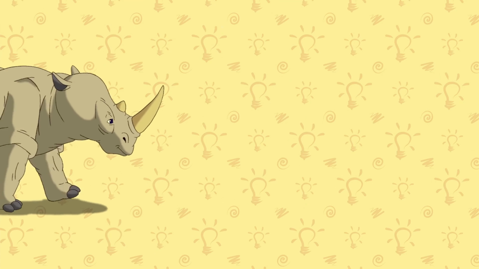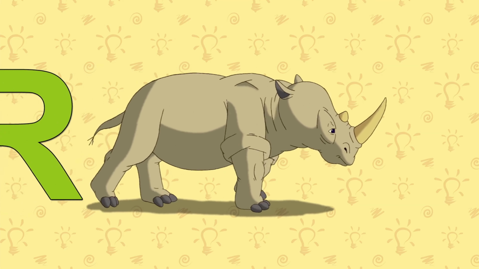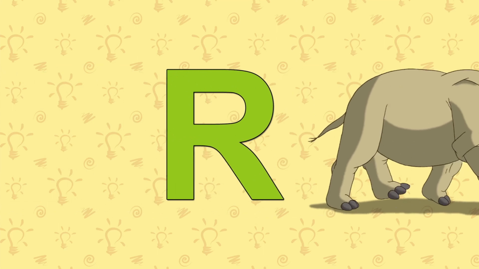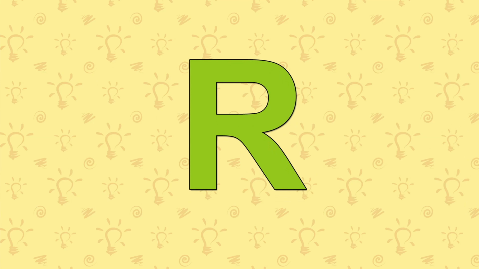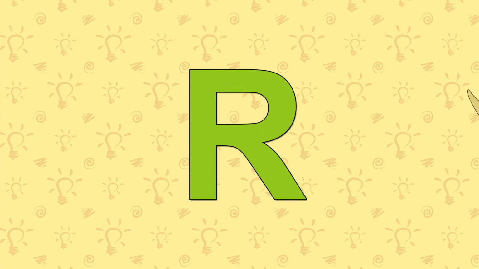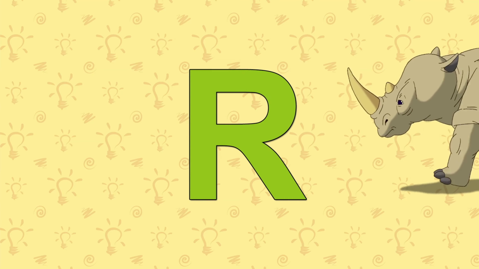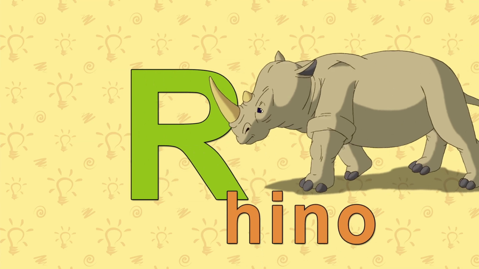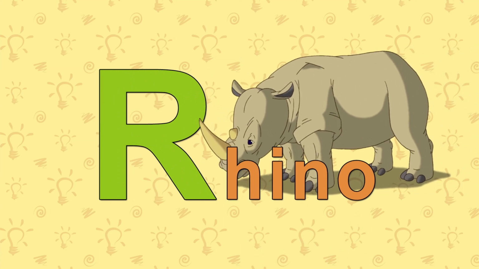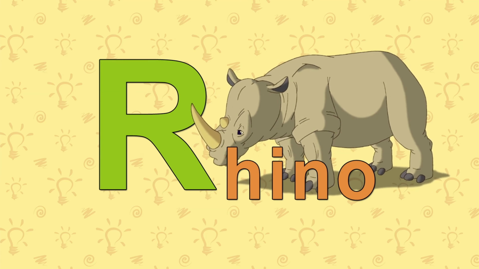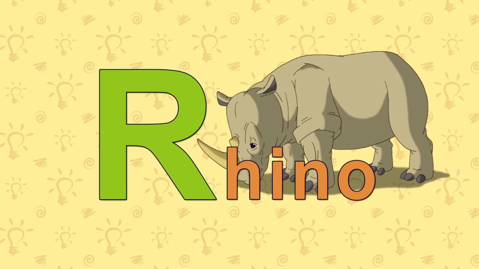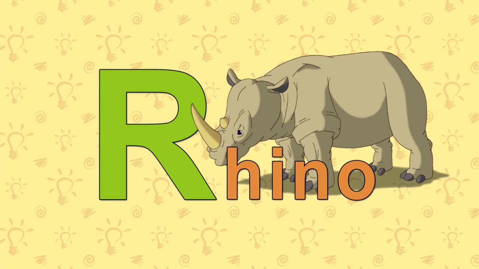Children, this is alphabet R. R for rhino. Say after me. R for rhino. Let's repeat. Once again. R for rhino. Very good.